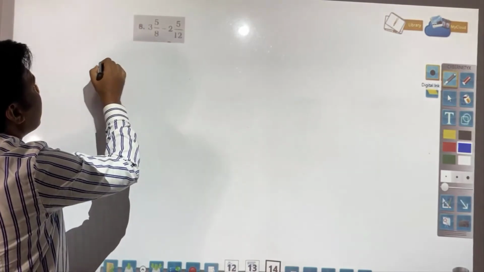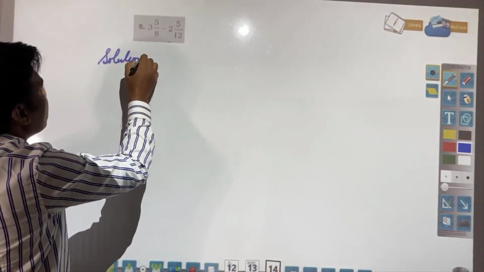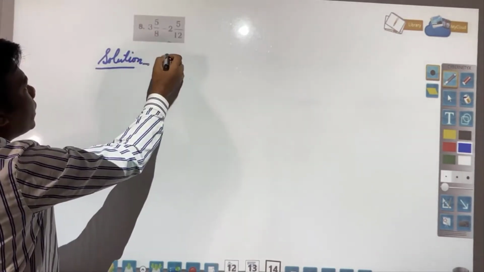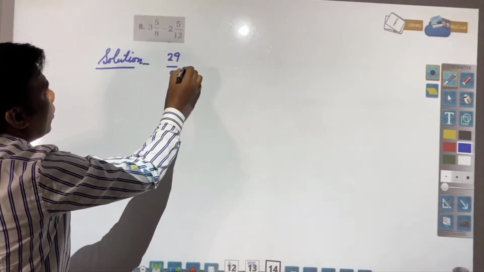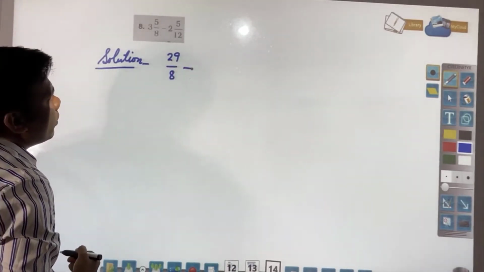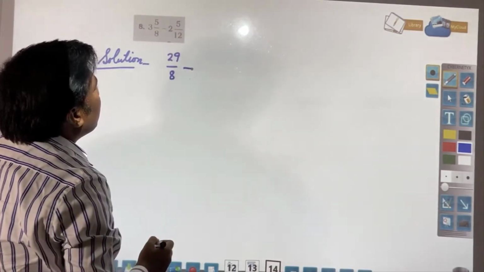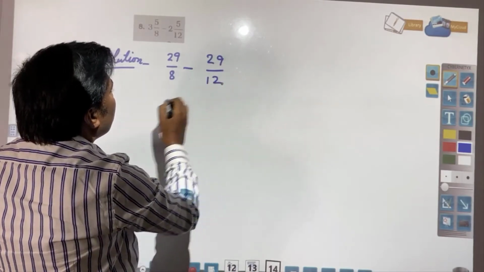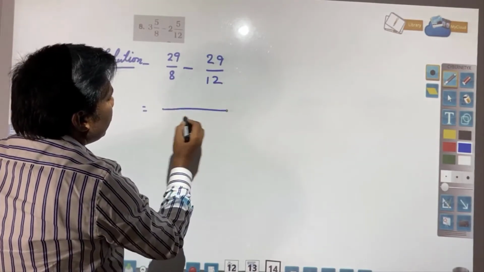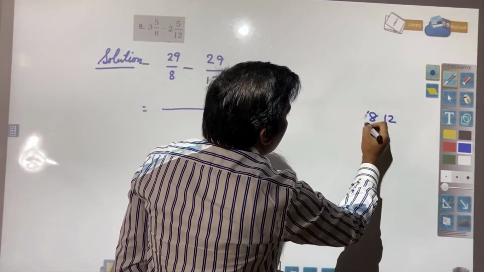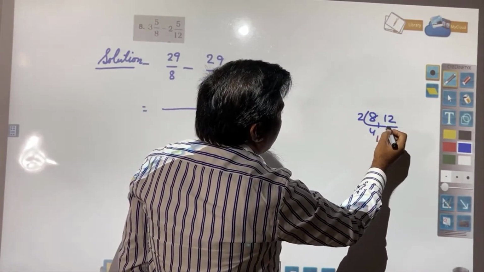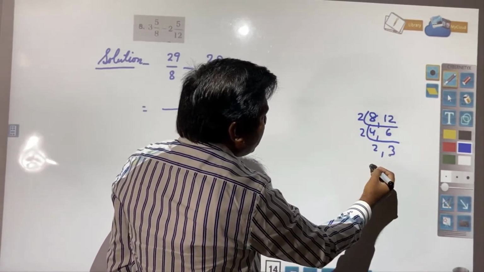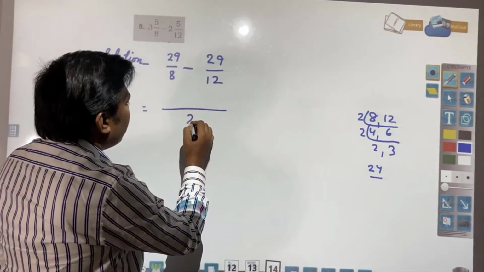Here you see how we solve this. 8 3s are 24, 24 plus 5 is 29 by 8. Minus 12 2s are 24, and 24 plus 5 is 29 divided by 12. Then what will we do? You need to find the LCM of 8 and 12. 2 4s are 8 and 2 6s are 12, 2 2s are 4, 2 3s are 6, 2 2s are 4, 4 2s are 8, 8 3s are 24. So the LCM is 24.